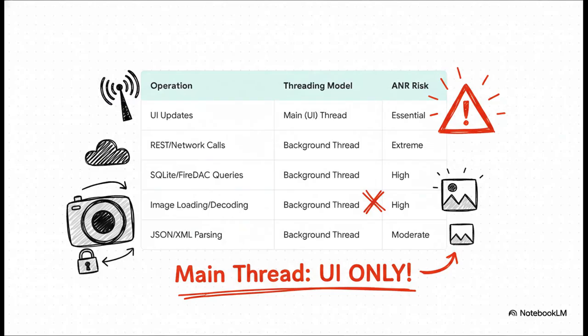And this right here, this is your cheat sheet for what counts as a heavy truck. I mean, look at this. Making a network call on the main thread, that's an extreme risk of causing a freeze. Hitting a database? High risk. Even just loading and decoding a big image. The rule could not be clearer. The main thread is for UI updates and nothing else. Everything else, and I mean everything, has to get kicked off to a background thread.